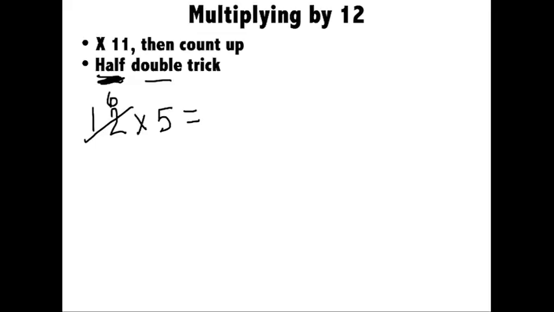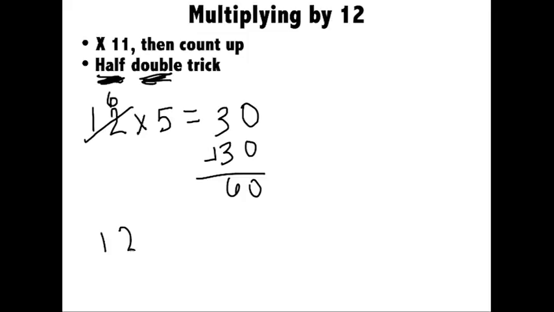6 times 5 is 30. Now that I have that answer, I would double my answer. This is the double part of my trick. 30 plus 30 is 60. 12 times 5 equals 60. Let me do another example for you.